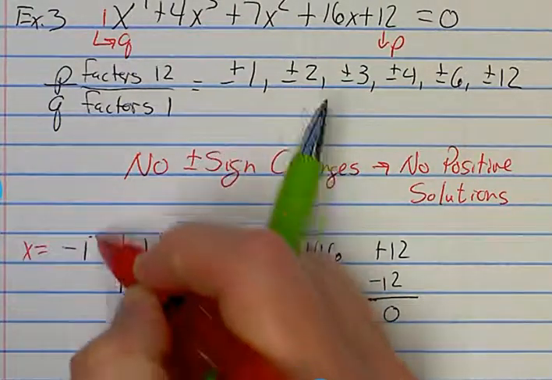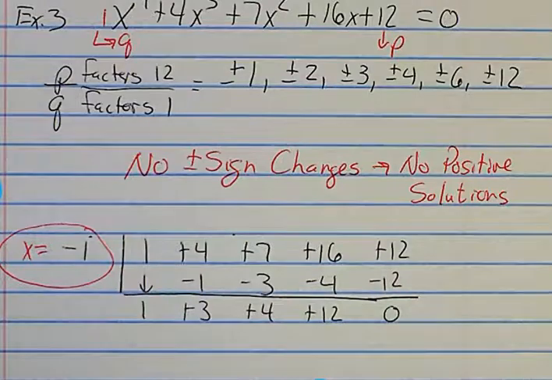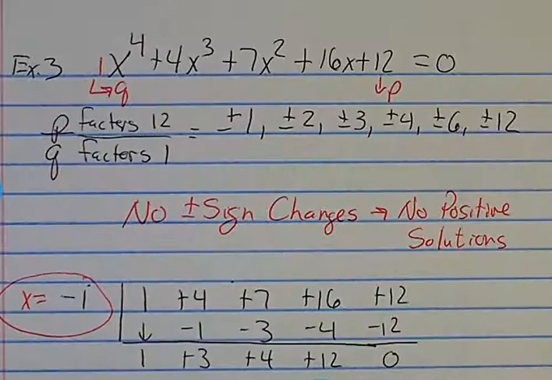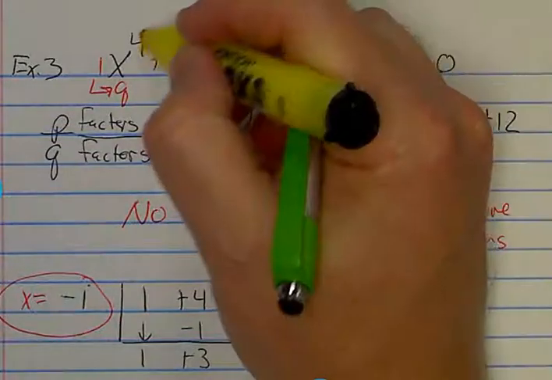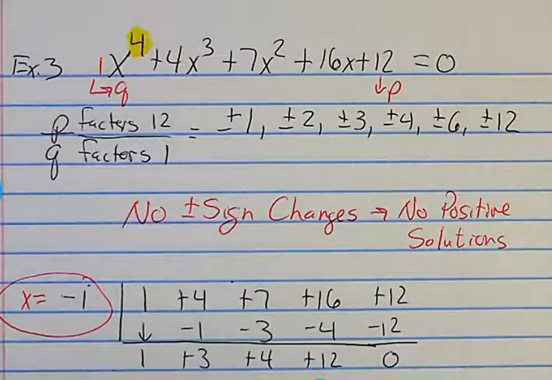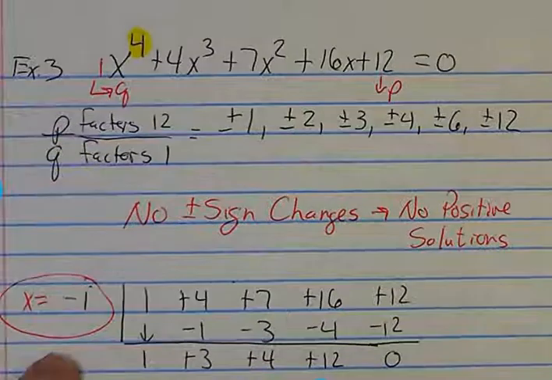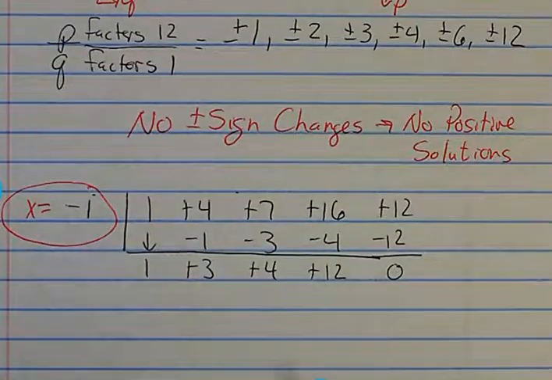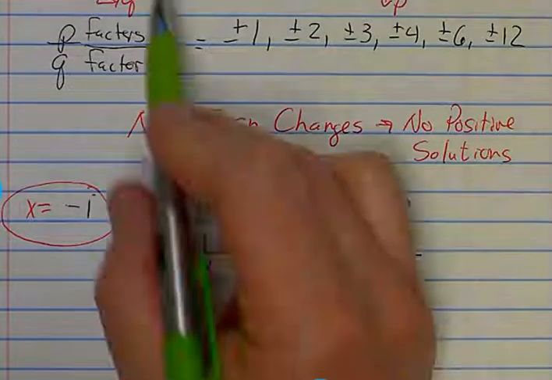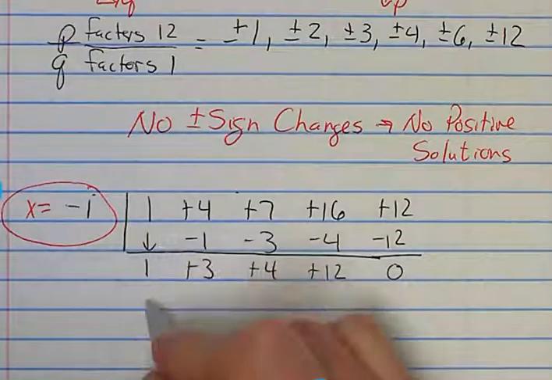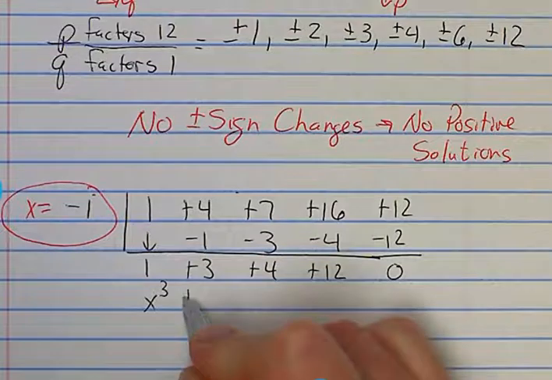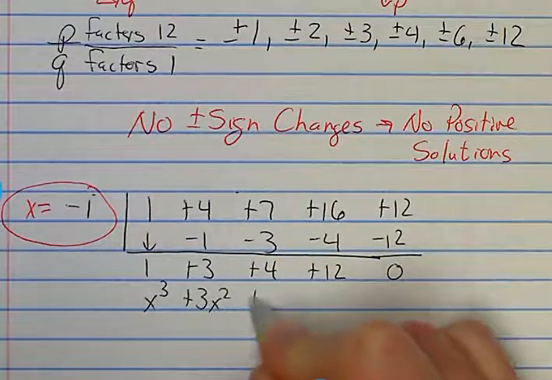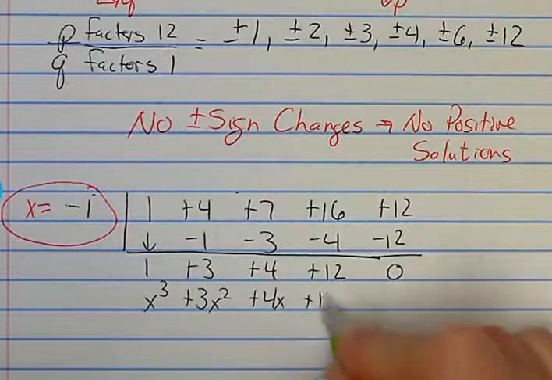Now here's the question. Well, two questions here. How many answers are we looking for? 4, right? We've got x to the 4, so we know we're looking for 4 solutions. We've got 1 answer right now, so we've got to find 3 more. Here's where you have choices. Because if you wrote this out starting with x to the 4th, this would be 1x to the 3rd plus 3x squared plus 4x plus 12.